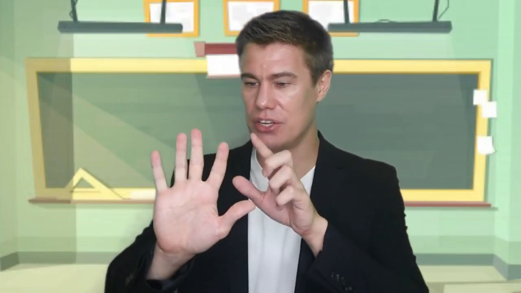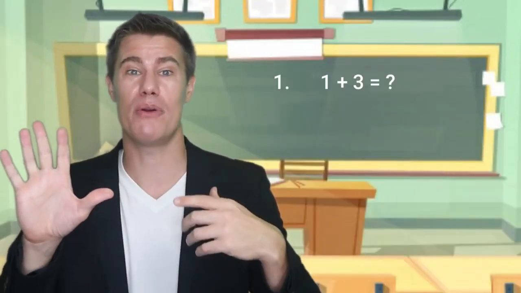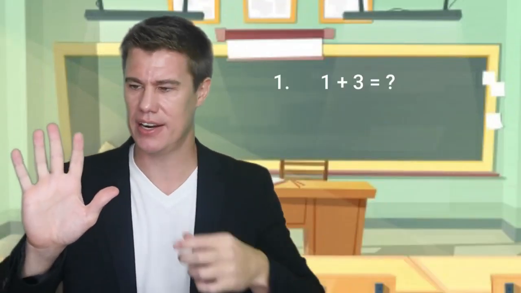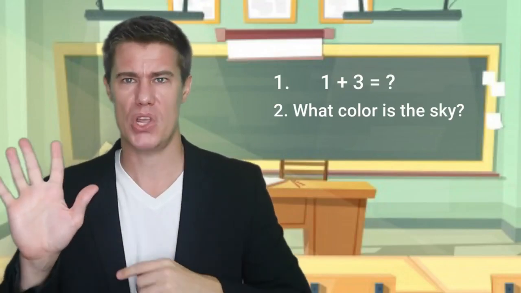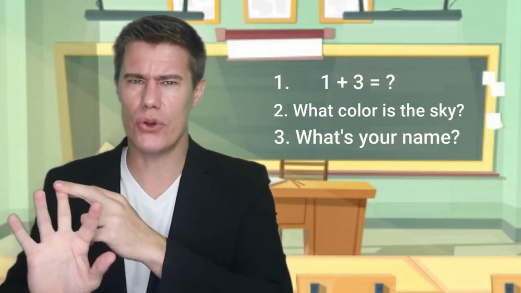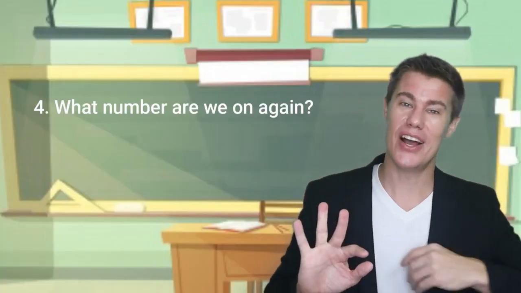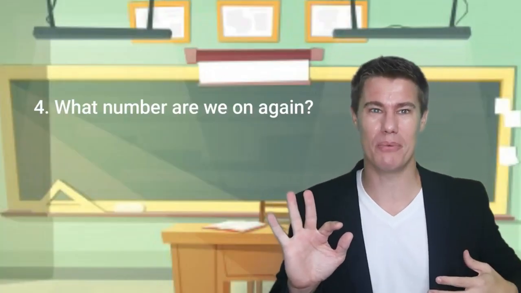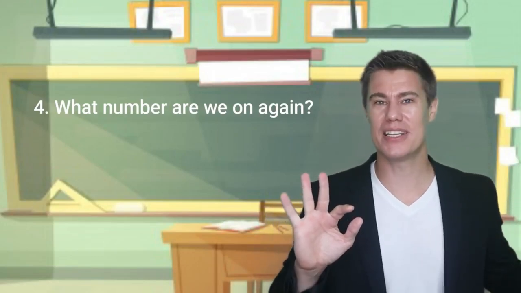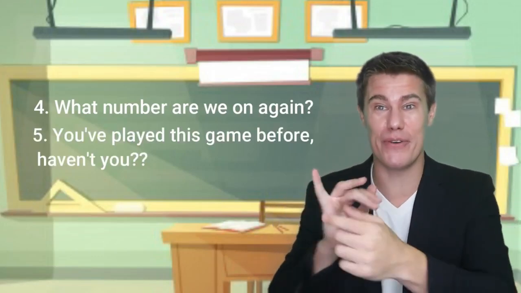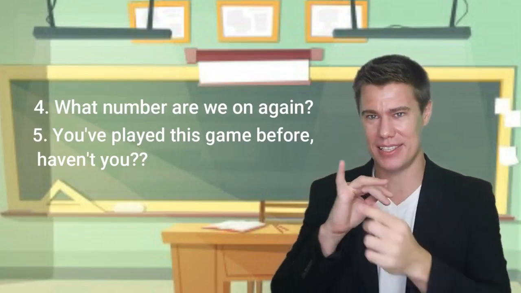You can trick a student by telling them, listen, if you can lie to five questions, I will let you leave class early or some kind of other reward. What's 1 + 3? And they will lie and say 600. What color is the sky? It's red. What's your name? It's Billy Bob. What number are we on again? Usually the students fall for this one and they will lie and say, oh, number 6. And then I say, oh, you've played this game before. And then they say, no, I haven't played it.